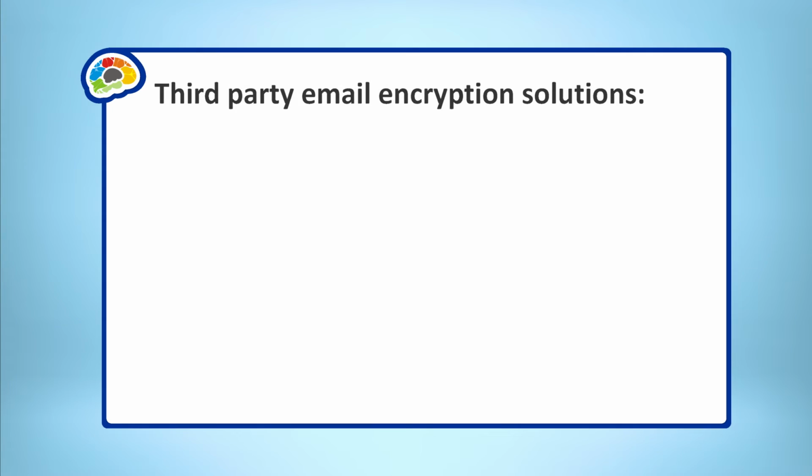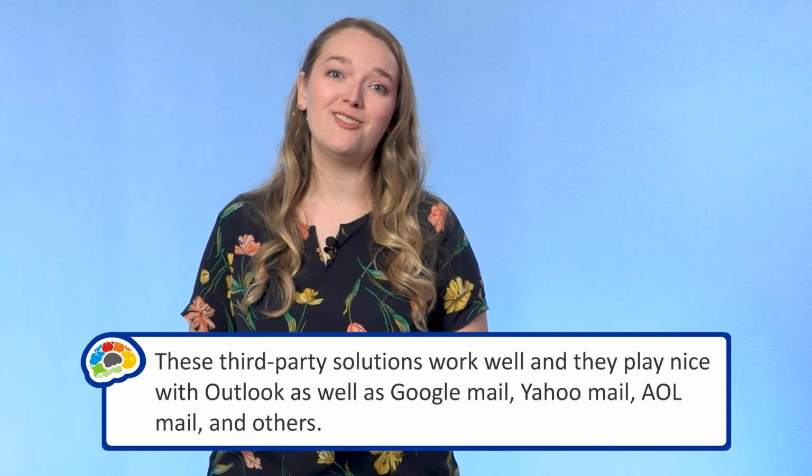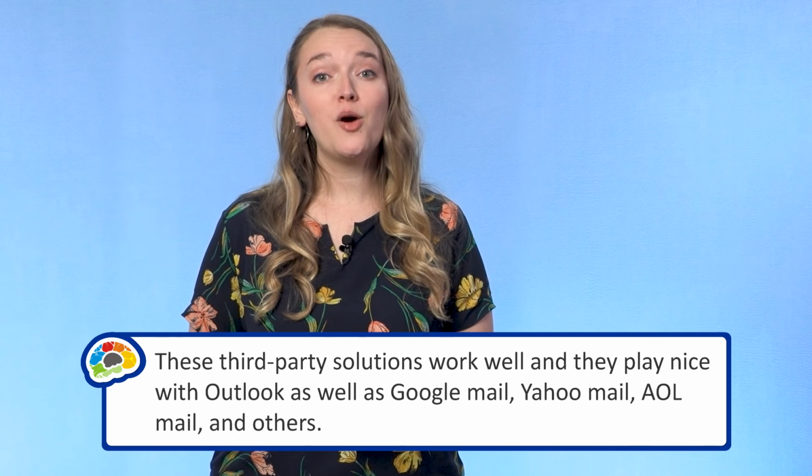You may wonder, what about your email attachments? Do they get encrypted? Attachments can also be encrypted, but some might not be. Since this is a topic which needs more detail, we'll discuss it later in this course. Let's not forget third-party email encryption solutions. To name a few, there are Titan, Enciro, Virtru, ProtonMail, StartMail, Secure My Email, and more. While these are all third-party, the solutions work well and they play nice with Outlook, as well as Google Mail, Yahoo Mail, AOL Mail, and others. Any of these would work in place of Microsoft encryption. You just need to research the various ones to see which best meets your needs.